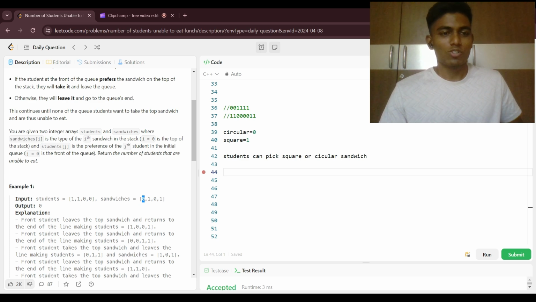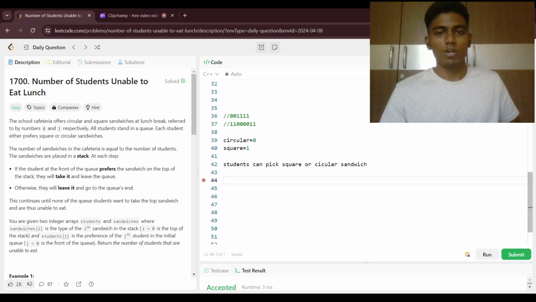So we'll store the number of students who prefer circular sandwich and square sandwich in the array, and then after that we are going to check if this sandwich should be taken by any other student who prefers this particular circular sandwich. If it is preferable, that particular student is going to pick that, and we are going to decrease that student from the array. So let us see the solution for this.